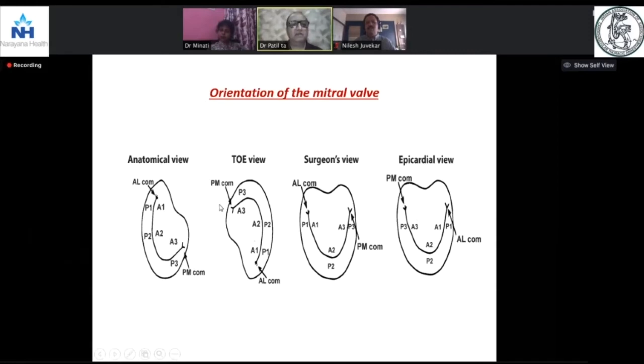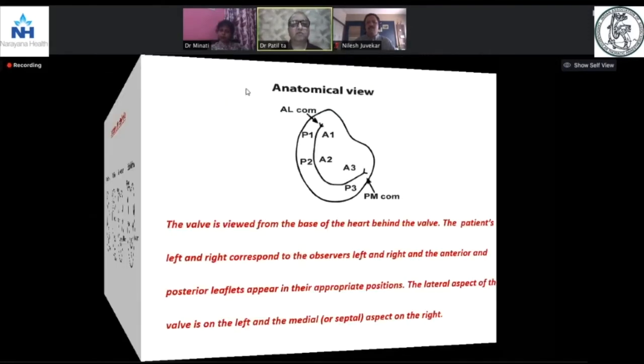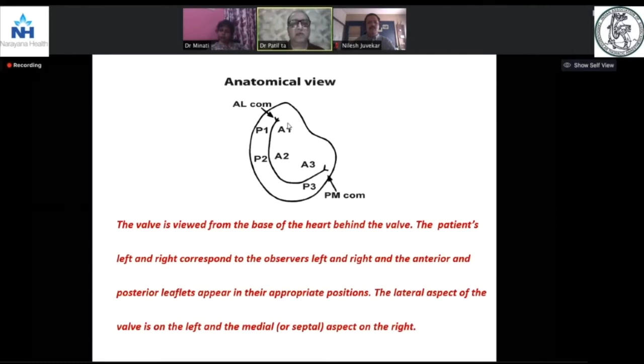Now, analyzing the anatomical view, we have the anterior mitral leaflet on the right side of the screen and the posterior mitral leaflet on the left side. We have the A1, P1 on the top, A2, P2 in the middle, and the A3, P3 lower down. This valve is viewed from the base of the heart behind the valve. Now, the patient's left and right correspond to the observer's right and left. The anterior and posterior leaflets appear in their appropriate position.